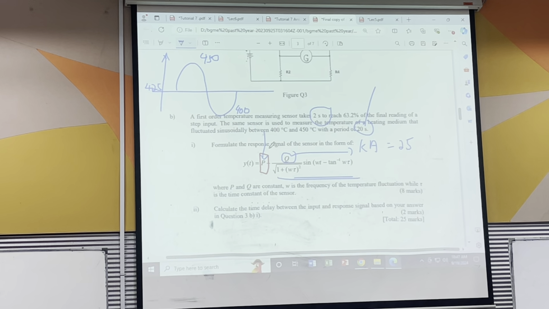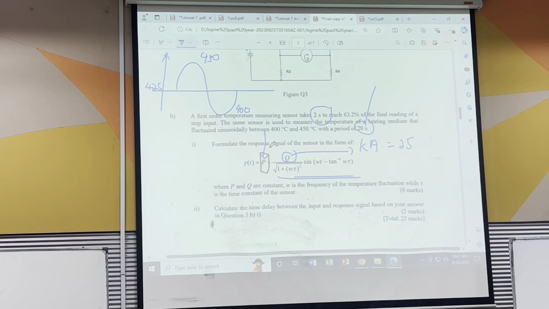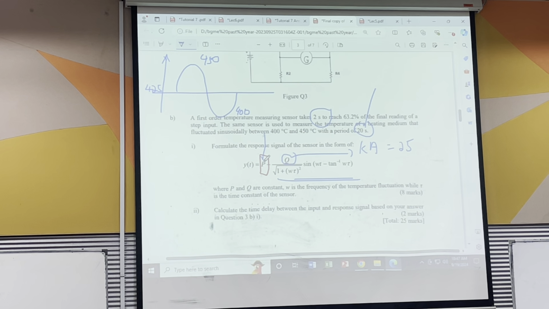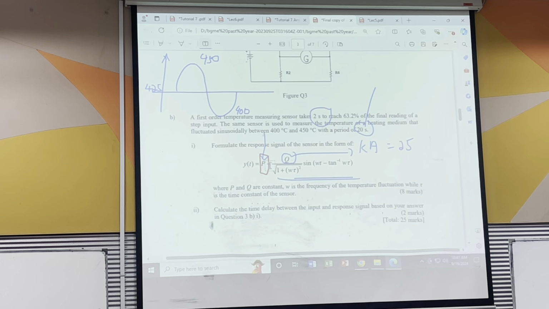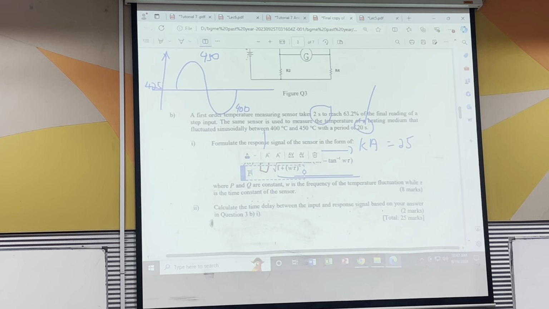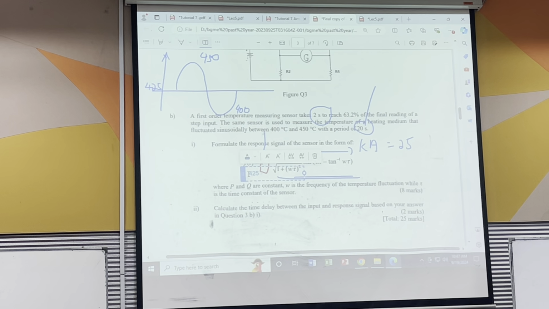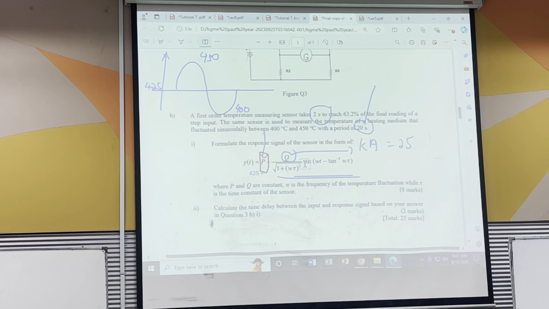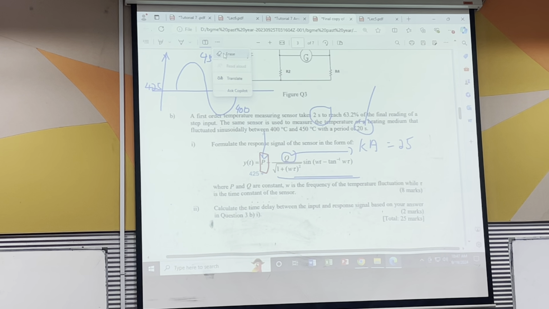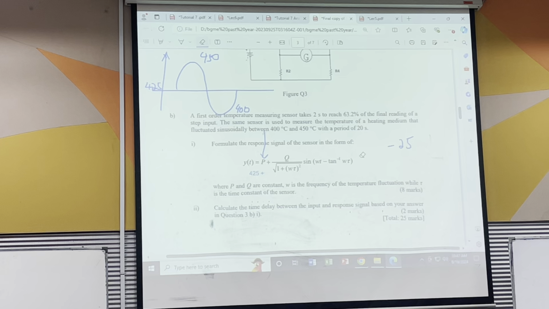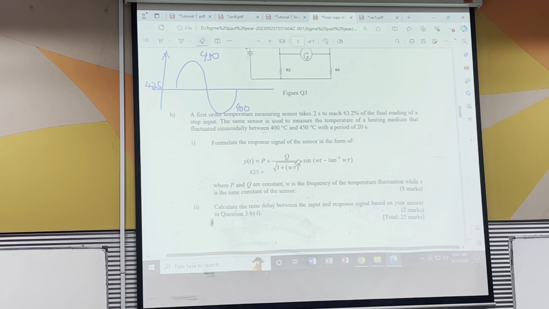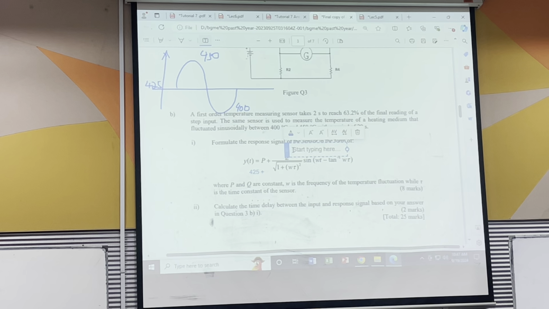Do you need some time for the first question, or can we move to the second one? The answer is 425 plus Q, which is 25. For those who have completed this, you can compare. Your Q is 25.